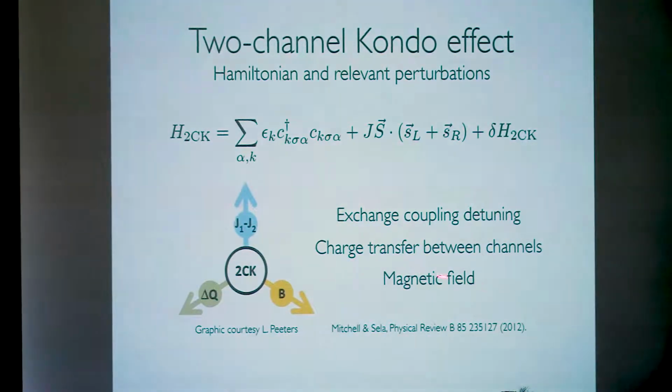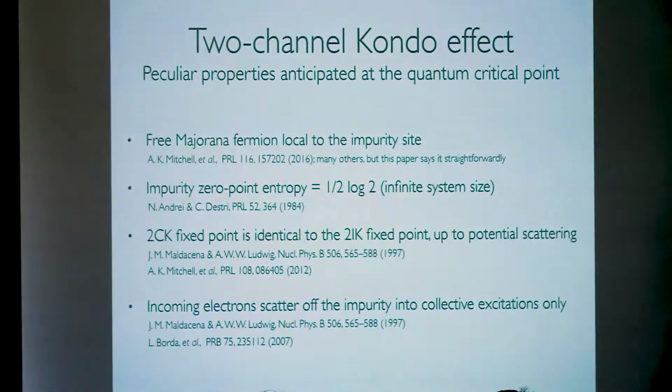And you can also use a magnetic field to disrupt this two-channel Kondo state. So experimentally, it seems difficult to get a handle on all these relevant perturbations and set them equal to 0. But you can do it in specially engineered systems. And I'll describe a little bit more as we go on.